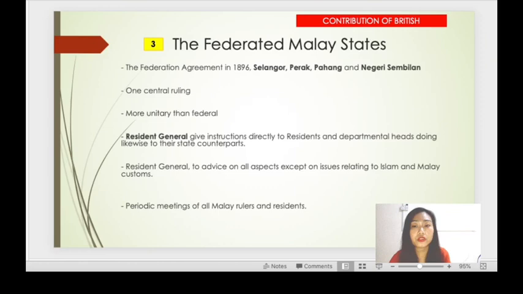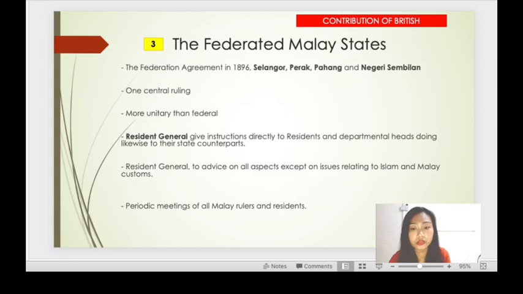So the Federation Agreement is in 1896, which consists of Selangor, Perak, Pahang and Negeri Sembilan. One central ruling, more unitary than federal. So the one that was giving instruction was the resident general, directly to the resident, and departmental heads doing likewise to their state counterparts.